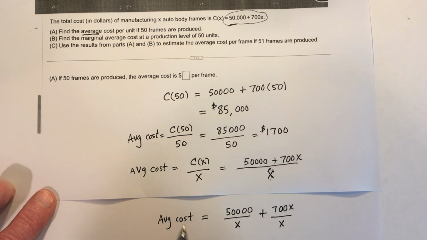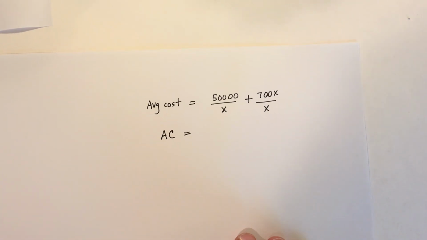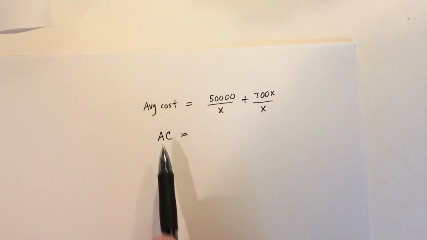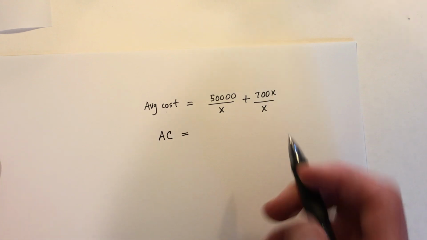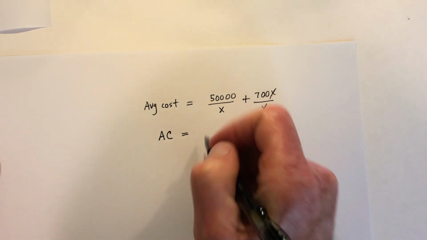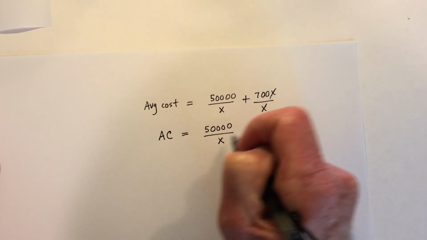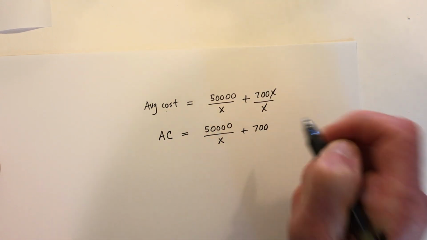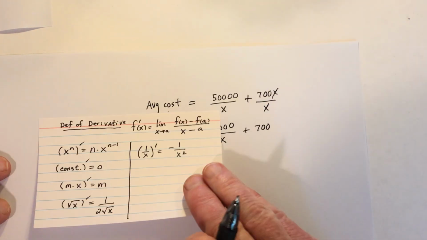And I'm getting tired of writing this every time, so I'm just going to call it average cost, so AC, not air conditioning, but, sorry, you forgot to tell me that's not on the screen anymore. So instead of average cost, I'll just use AC, which is not air conditioning, it's average cost. And these x's can cancel, so we get 50,000 over x plus 700.